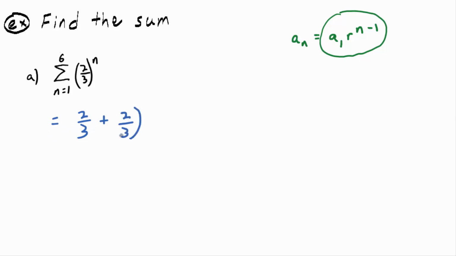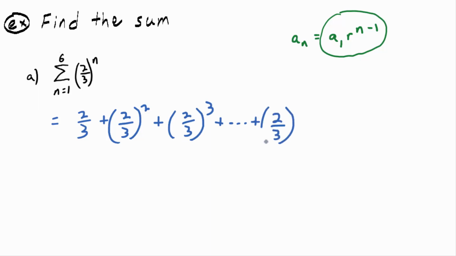2/3 in parentheses to the second power, which is 4/9, but I'm not going to write it that way. I'm going to write it as 2/3 squared. I'm going to leave it like that. What would the next term be? 2/3 cubed. And you could keep doing that until you got to 2/3 to the 6th, right?